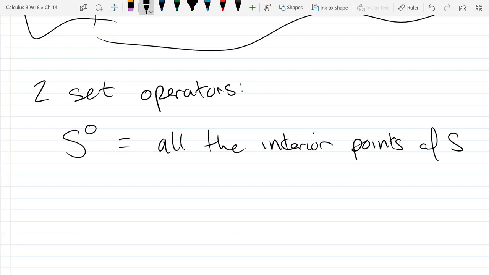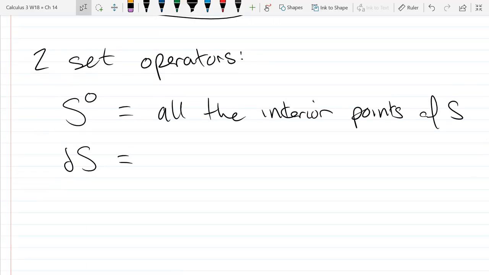And the other operator is a delta, and it looks very suspiciously like a delta you're about to see, which is partial derivative, and you'll figure out why it's the same symbol in Calc 4. But until you get there, I'll give you a hint, it's Green's theorem, or Stokes' theorem, depending on what dimension you're in, so you can read ahead if you want to. But this is the other part of S, so this is all the boundary points of S. So this is the boundary operator.